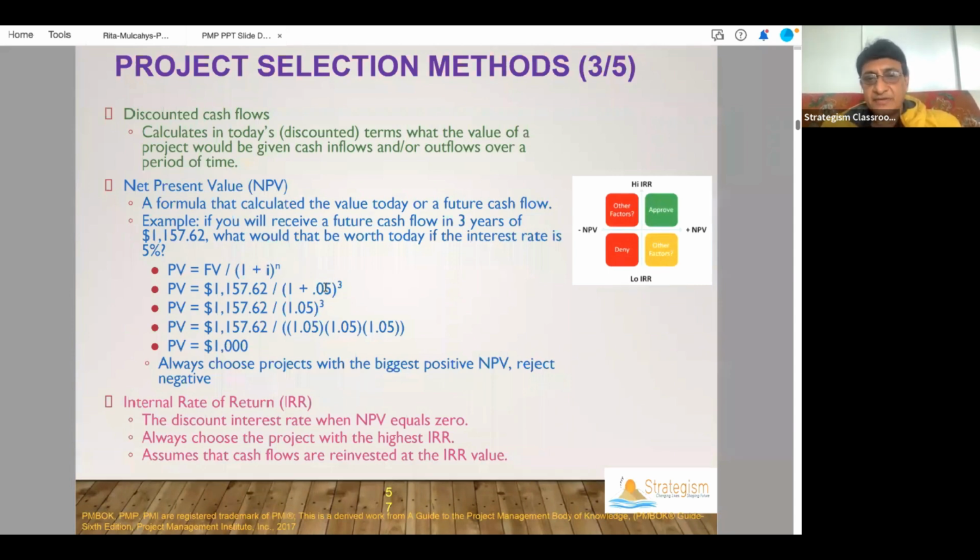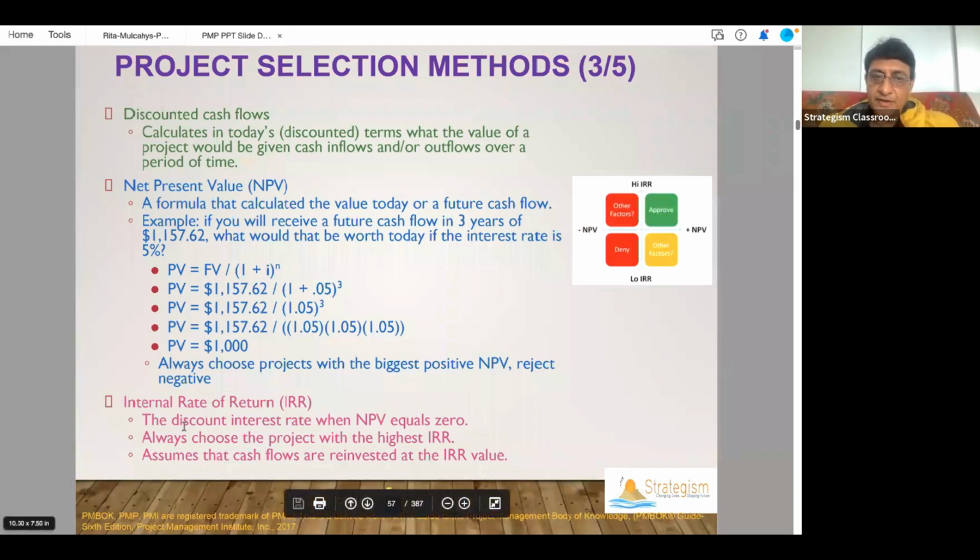So the interest rate is 5% a year, for 3 years. And this is the future value. When you do all the math, you get the present value. So something which will be 1157 in 3 years from now at 5% is 1,000 today. Right? So if you're comparing two projects, the one which has a bigger number, higher present value, select that. When you're doing a project, if a negative number comes, it means it is not going to give you any value, even though the numbers look big.